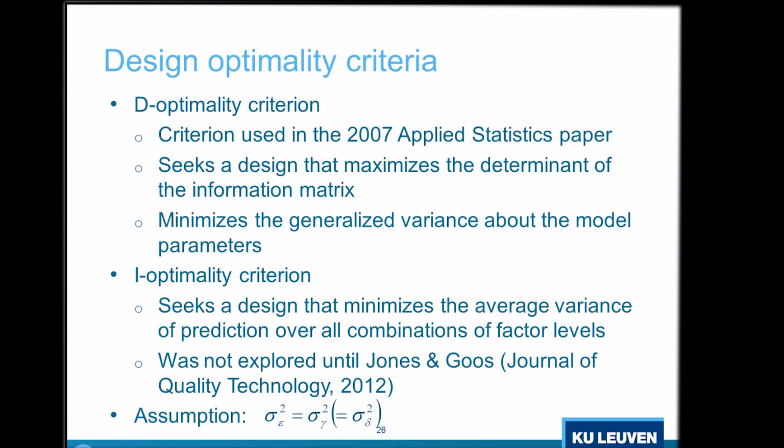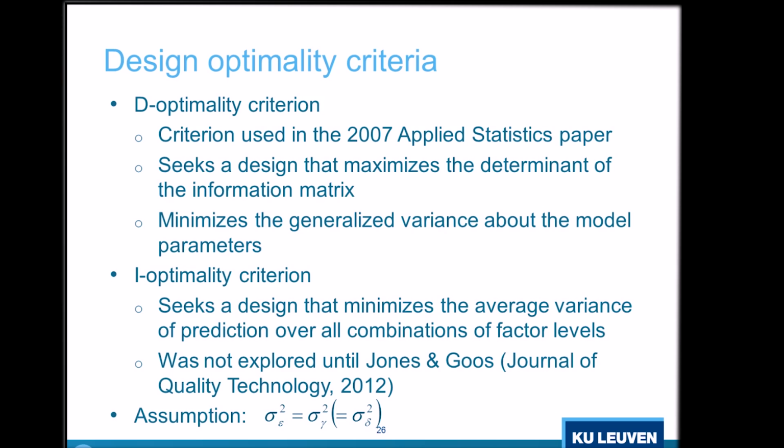Now, a D-optimal design is a design that maximizes the determinant of the information matrix, so it is a design that somehow maximizes the information content about the unknown parameters, about the factor effects in the model. And you can also say that a D-optimal design minimizes the generalized variance about the model parameters. And because the optimality criterion sort of focuses on the variance of the parameter estimates, you can say that it is an estimation-oriented design selection criterion.